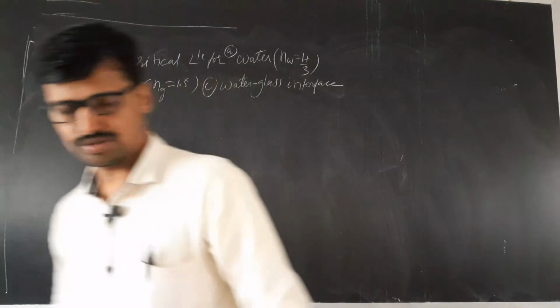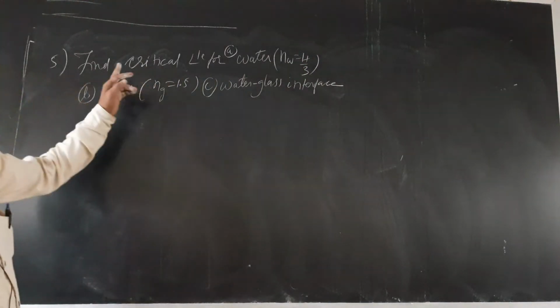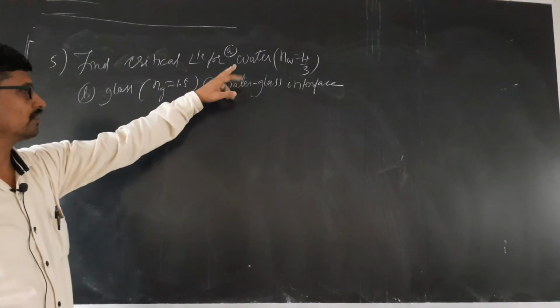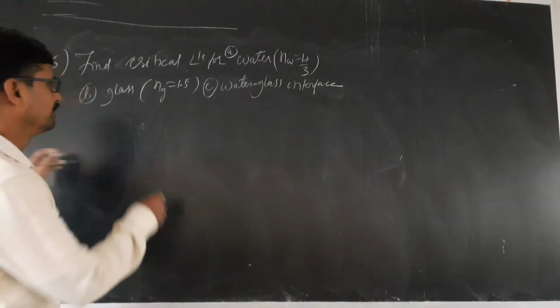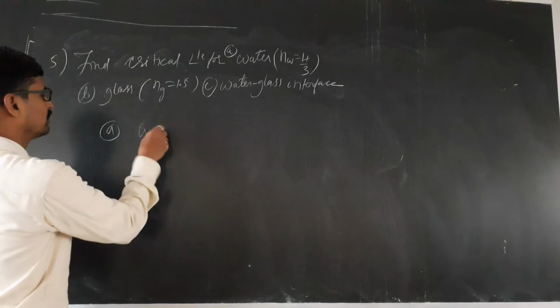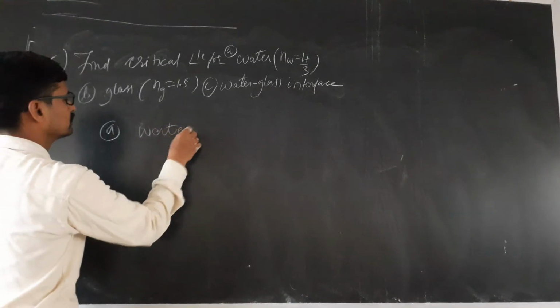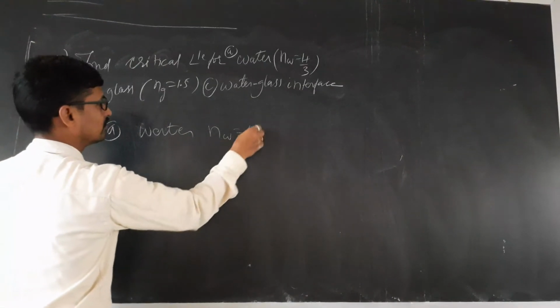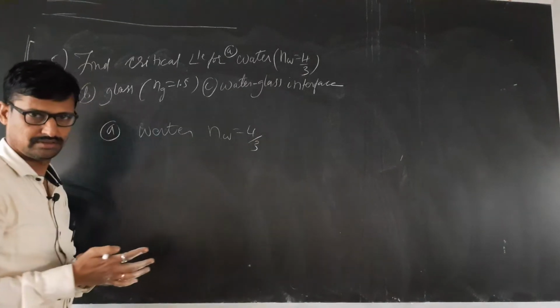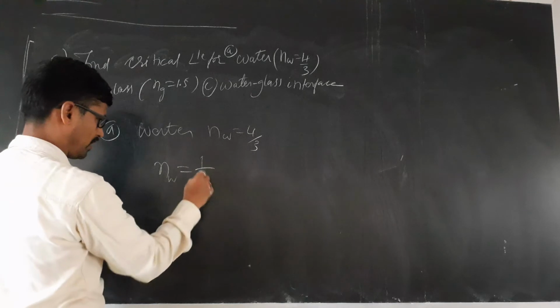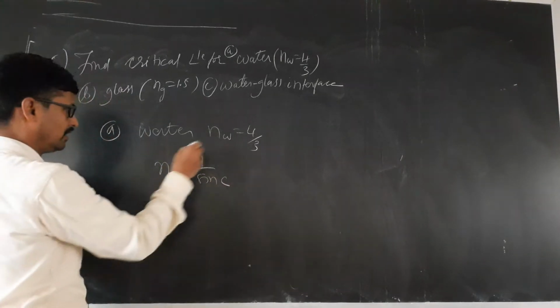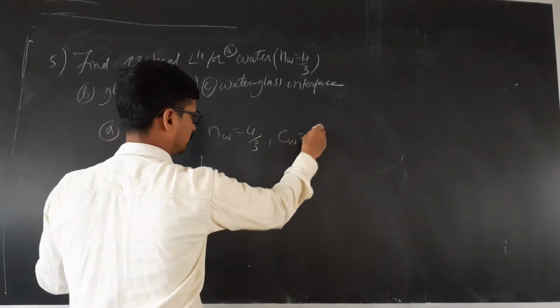Listen children, this is also a standard problem. Find critical angles for water medium, glass medium and water glass interface. First take water. Refractive index is 4/3. n is equal to 1 upon sin C. Critical angle is question mark.